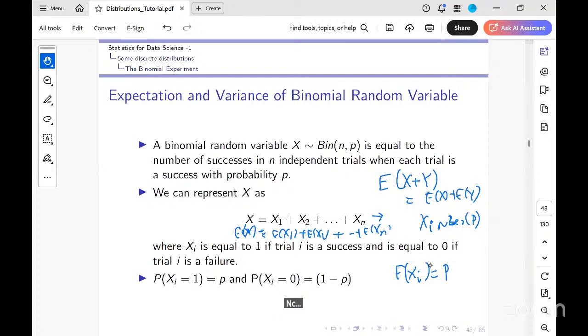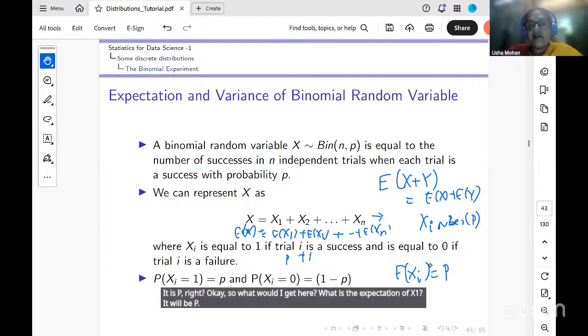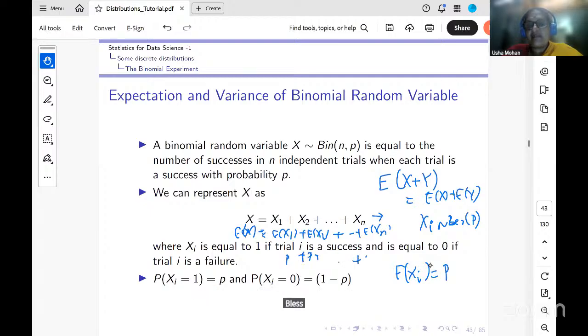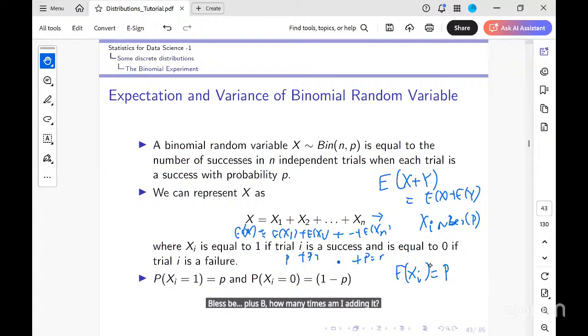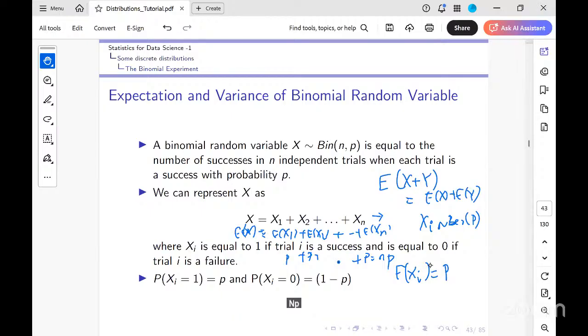So what would I get here? What is expectation of x1? It will be p plus p plus p. How many times am I adding it? n times. So I get expectation of a binomial random variable is n into p. Is that clear?